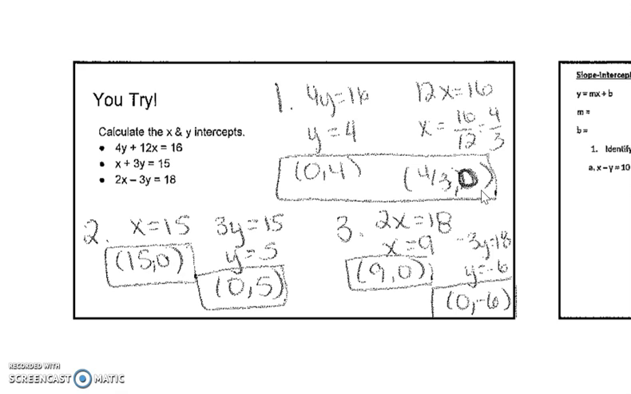Number 2, your x-intercept is 15, 0, and your y-intercept is 0, 5. And then number 3, your x-intercept is 9, 0, and your y-intercept is 0, -6. Okay, so those are the answers to that. We'll be back to your try problems in a couple of minutes.